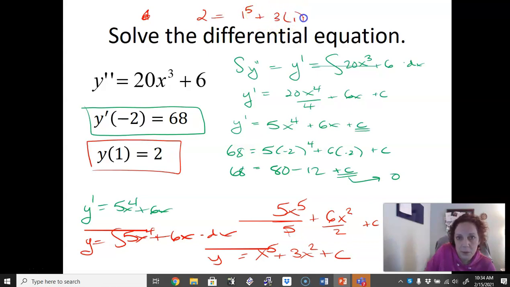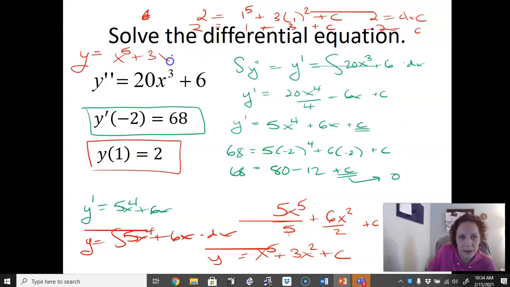That's 3 times 1 squared plus c. So 1 plus 3 plus c is equal to 2. All right, so if 2 equals 4 plus c, then my c must equal negative 2. So I can go down here and plug it in. My final answer is going to be x to the 5th plus 3x squared minus 2.